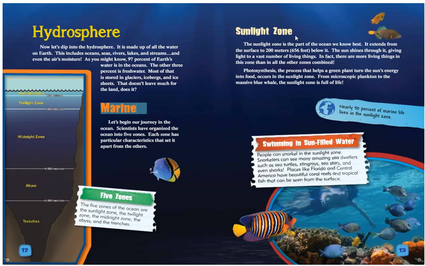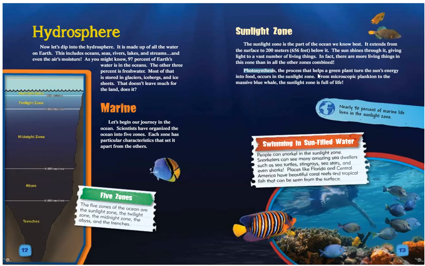So starting at the sunlight zone at the top. The sunlight zone is the part of the ocean we know best. It extends from the surface to 200 meters, or 656 feet, below it. The sun shines through it, giving light to a vast number of living things. In fact, there are more living things in this zone than in all the other zones combined.